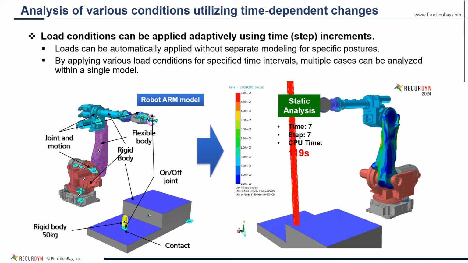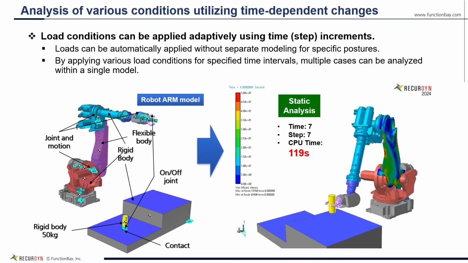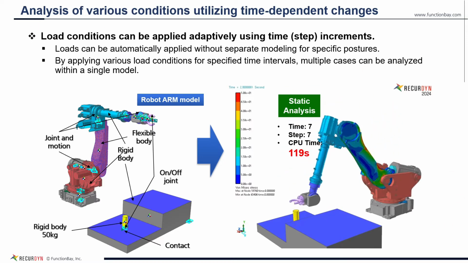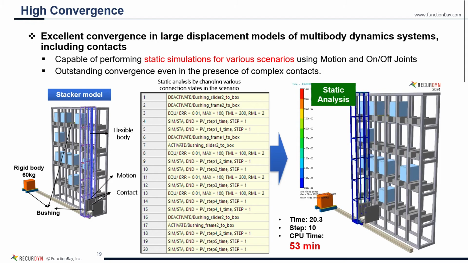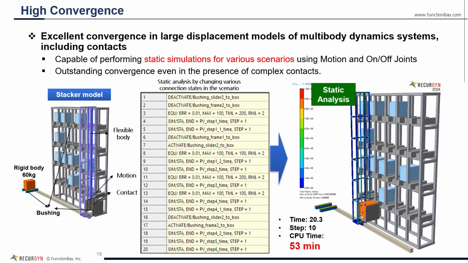The model you see here is a robotic arm that includes contact and on-off joints. It is used to analyze the stress of the arm under different conditions. The model shown here is a stacker. A stacker is a system designed for transporting and storing items.